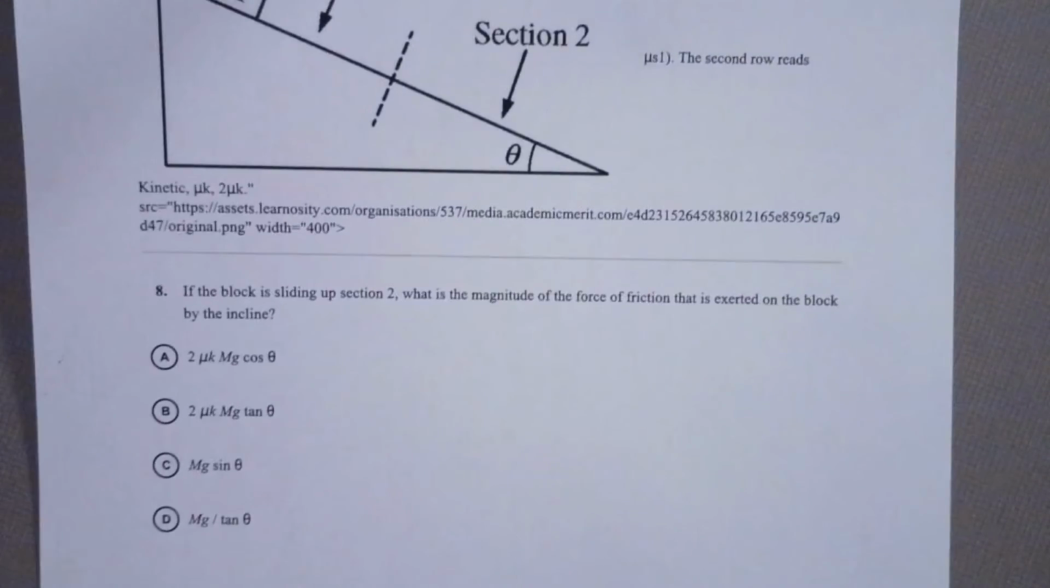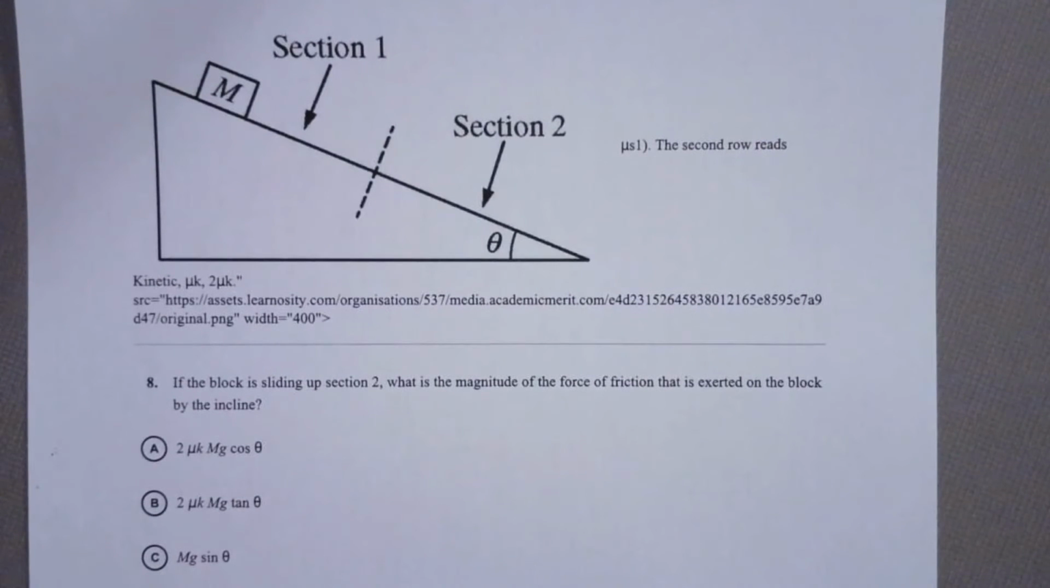Well, that didn't show up when I printed this off, you guys. Oh well. If the block is sliding up section 2, what is the magnitude of the force of friction exerted on the block by the incline? All right, hold on. Let me scroll and get my information. Oh, it still doesn't. What number is this? Number 8. I'll find it.